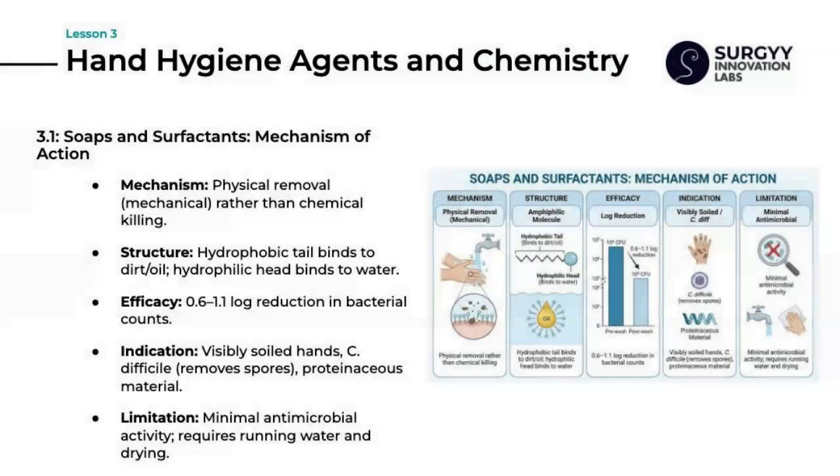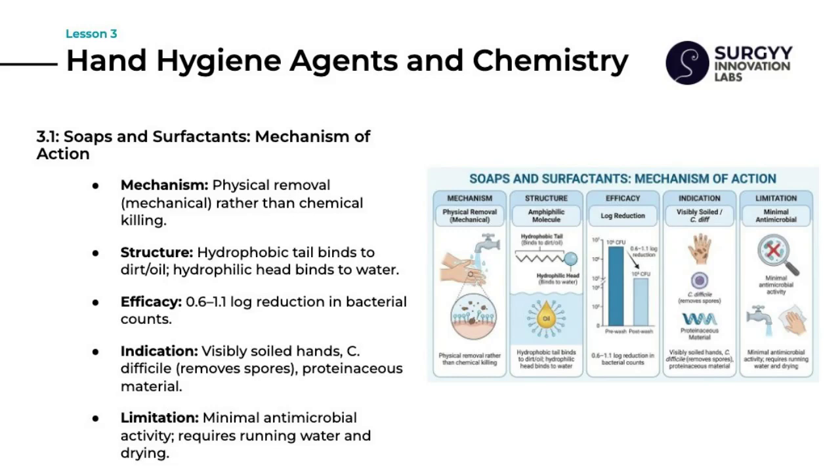Lesson 3, Hand Hygiene Agents and Chemistry. 3.1 focuses on soaps and surfactants and their mechanism of action. The mechanism is defined as physical removal through mechanical action rather than chemical killing of pathogens. The structure of these agents involves a hydrophobic tail that binds to dirt and oil, while a hydrophilic head binds to water to lift contaminants away.